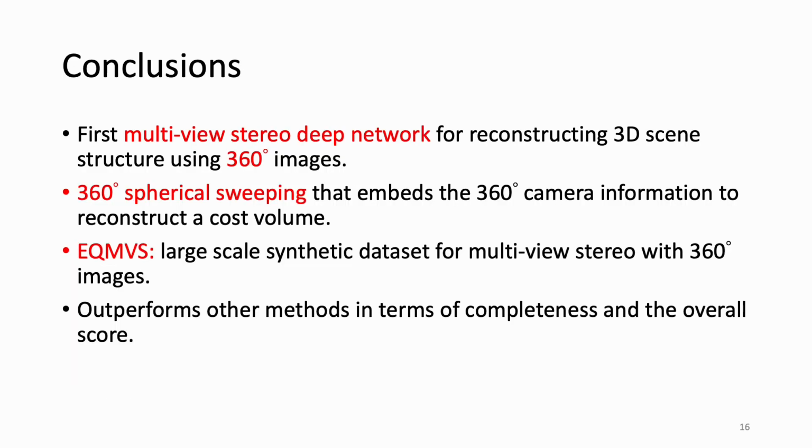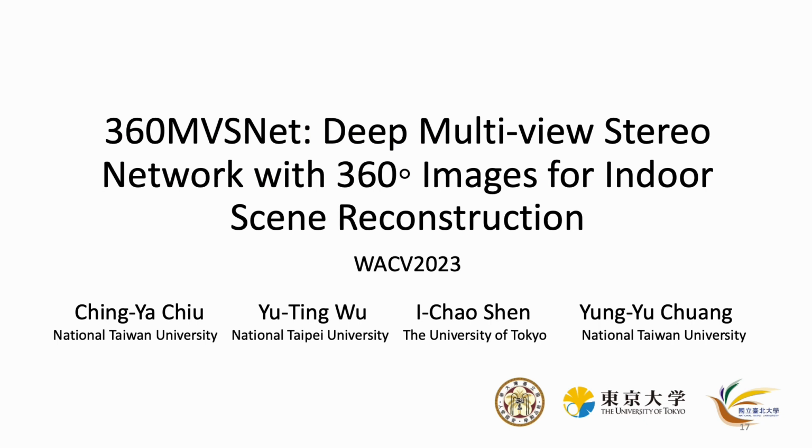To make a conclusion, we propose the first multi-view stereo deep network using 360 images as inputs for reconstructing 3D scene structure. Our 360 spherical sweeping module embeds the 360 camera information into the training process. To overcome the lack of dataset, we generate more than 50K images in equirectangular projection. Our method outperforms other methods in terms of completeness and overall score. For more details, please check out our paper.